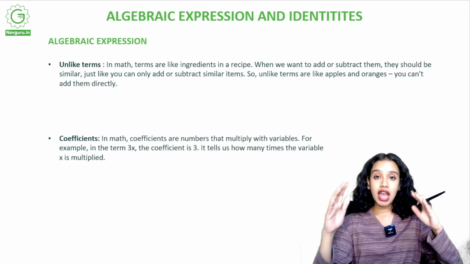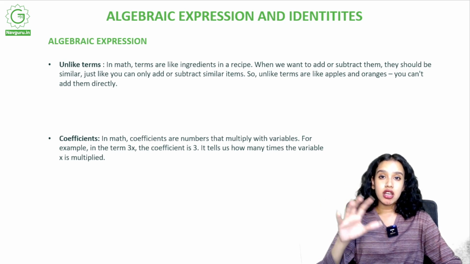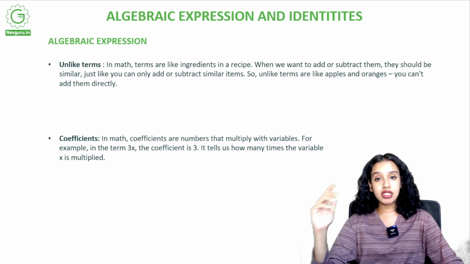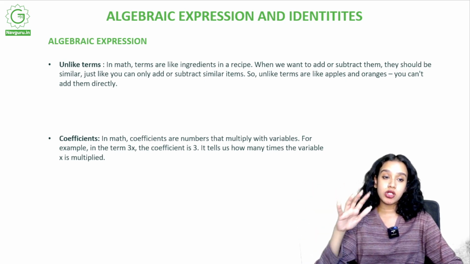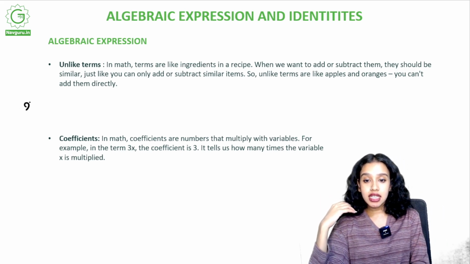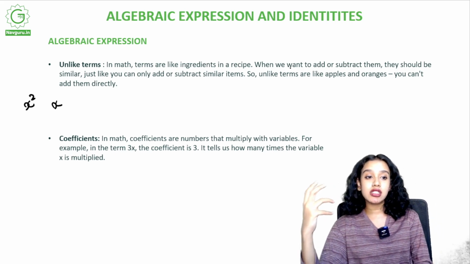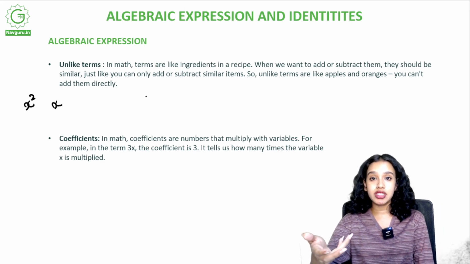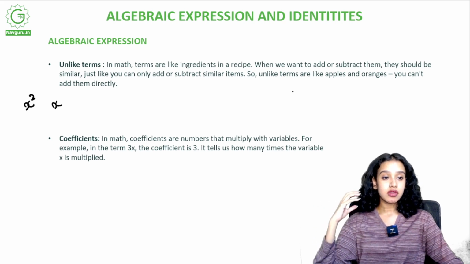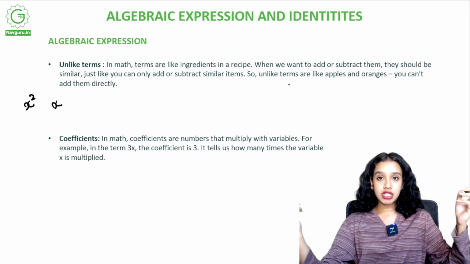In order to add or subtract two terms, both of them have to be similar. By similar, I mean that they should have a similar variable, and the power of the variable should be the same for two numbers to add or subtract them. So unlike terms: if I'm asking you to add x square and x together, it's just like asking you to add apples and oranges together. That doesn't make much sense. We can't add different things together in algebraic expressions, right?